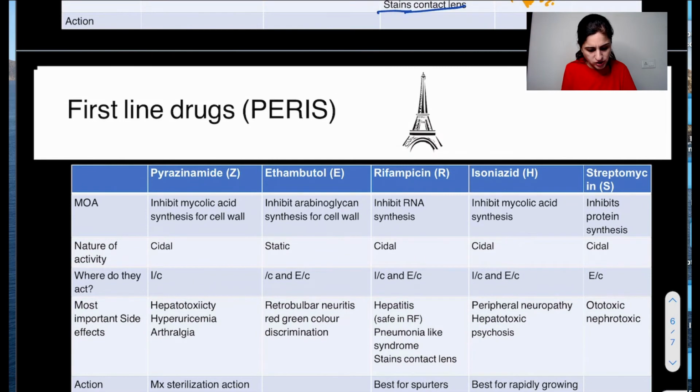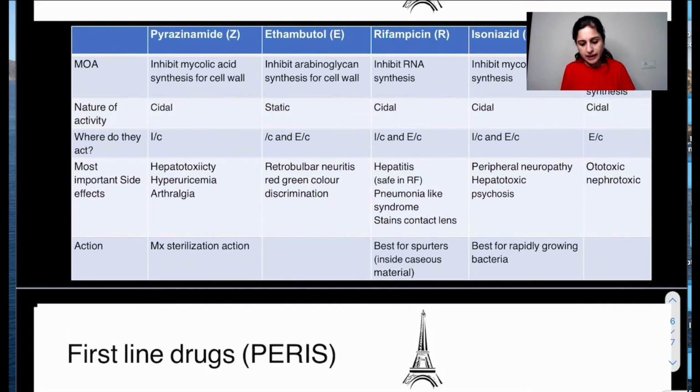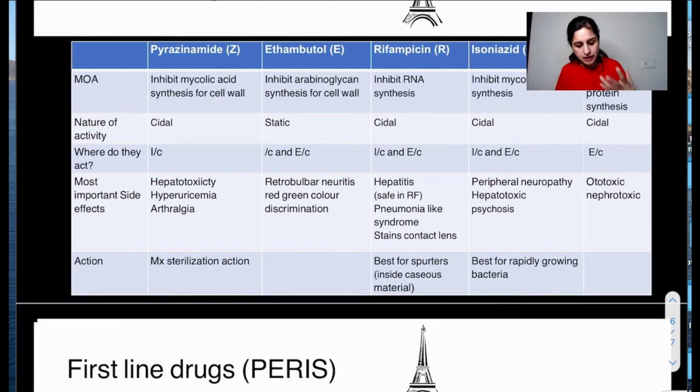Coming to their actions. Now actions का मतलब ये है कि किस टाइप के बैक्टीरिया पे it's acting more. So you know that in the tubercular bacilli में either they're rapidly growing bacteria or they'll be spurters, बीच में grow करते हैं. ठीक है. Then there are certain bacteria which are dormant. ठीक है. No drug is active against the dormant kind of bacteria.